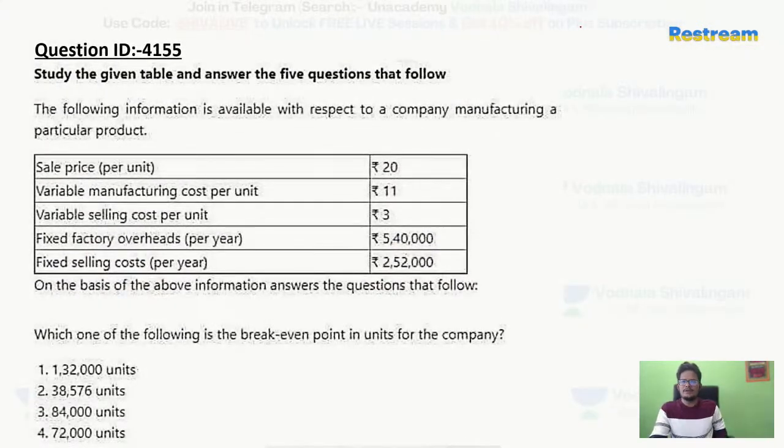Study the given table. Now you have to answer every question, because you are doing chit chat in the chat box. I'm asking you to answer, then you are doing chit chat. What to do? Here it is, hotness is feeling like a burner.